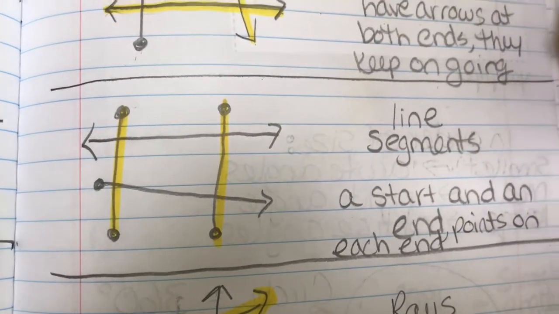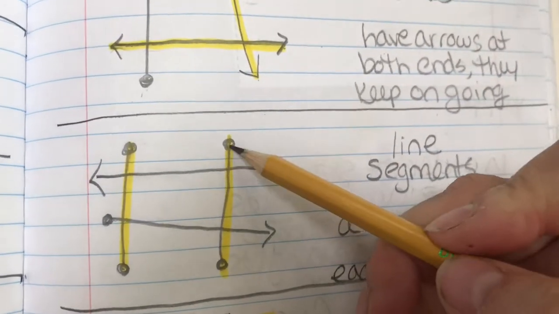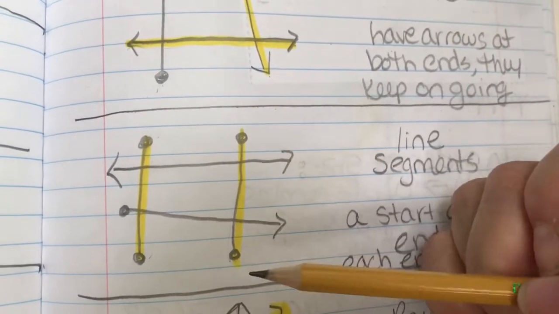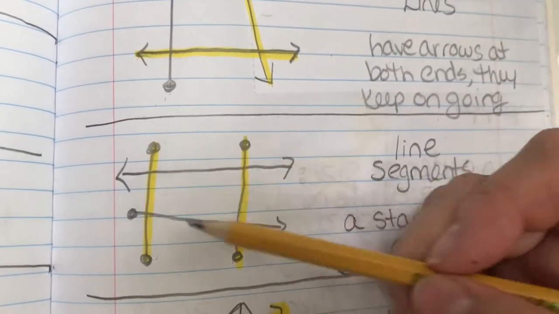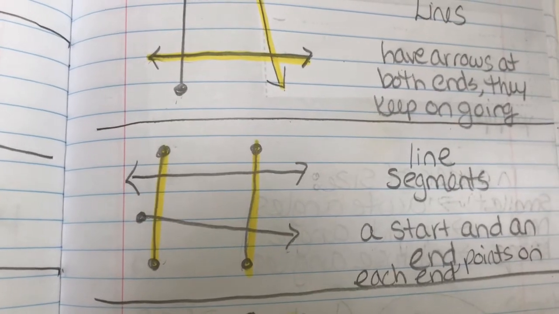This one here is identifying line segments, and you can see that they have a start and an end point. The only 2 that meet that qualification for this figure are the ones that are highlighted. This one would be a ray, and this one would be a line.